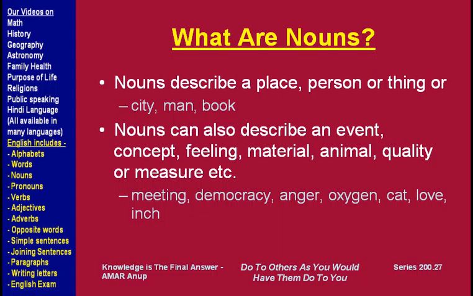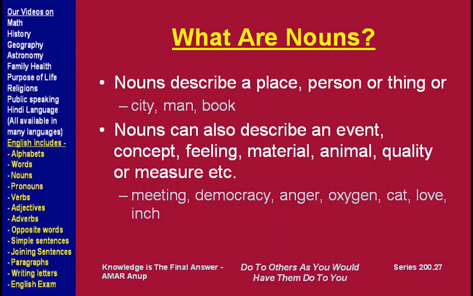The second half of the definition is that nouns can also describe an event, a concept, a feeling, material, animal, quality or measure. This second part is equally important, because if we only focus on the first part, we will miss many of the nouns.